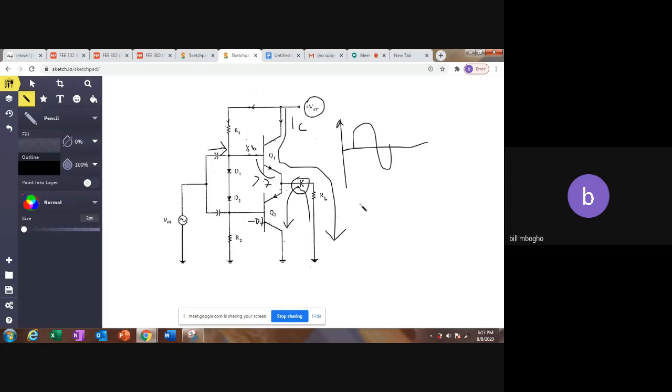Anyway, the question is usually to determine the efficiency of this class AB amplifier. The power input is the current drawn from here plus the current drawn from here, times the voltage it's at, which is from here to here, which is VCC. So it's VCC times ICC. Let's call this current here ICC.